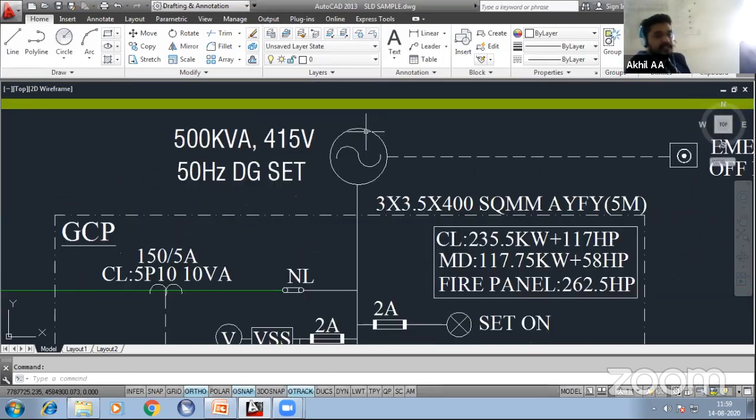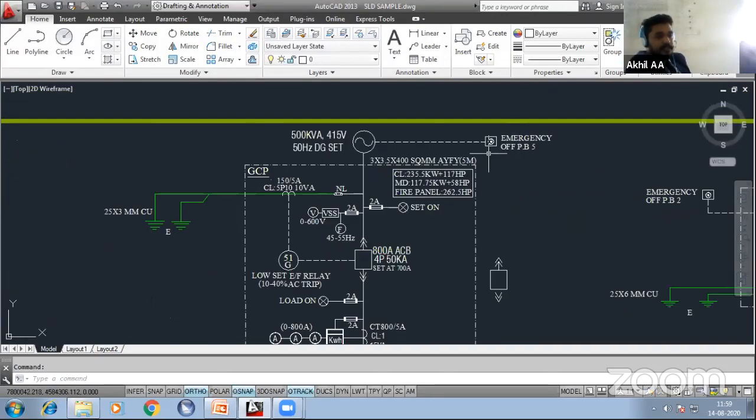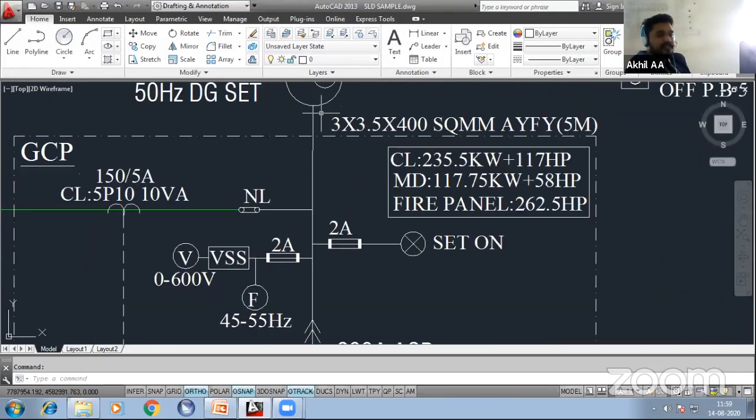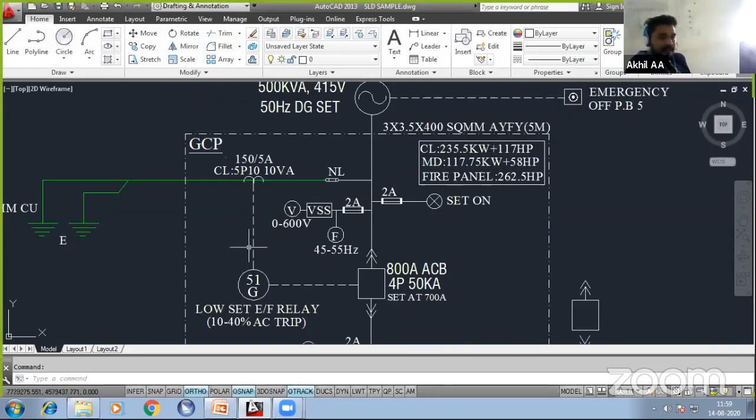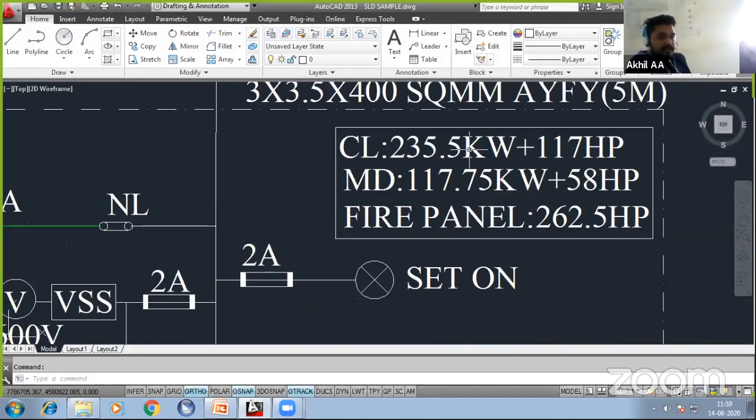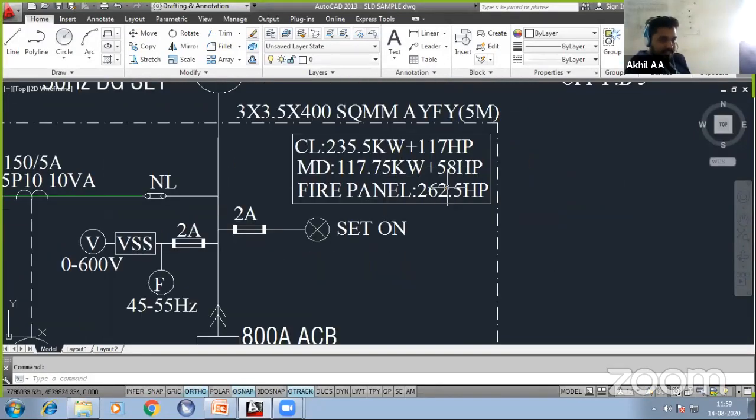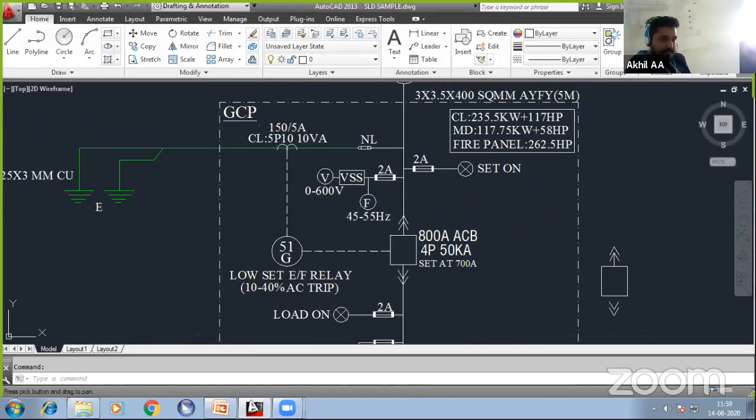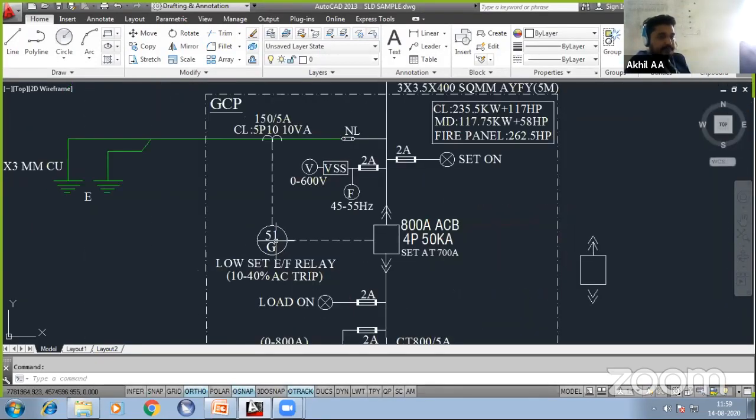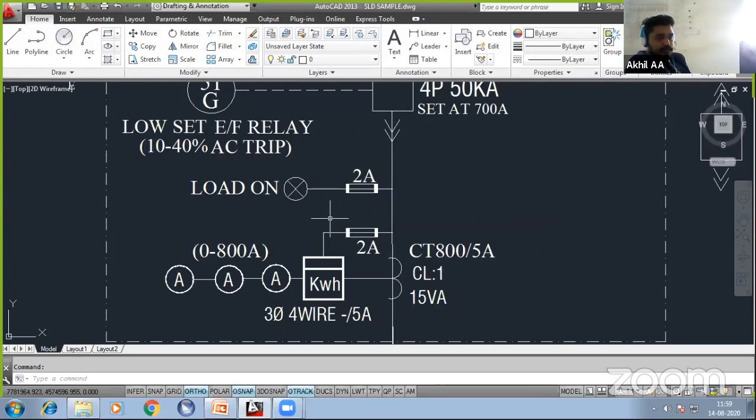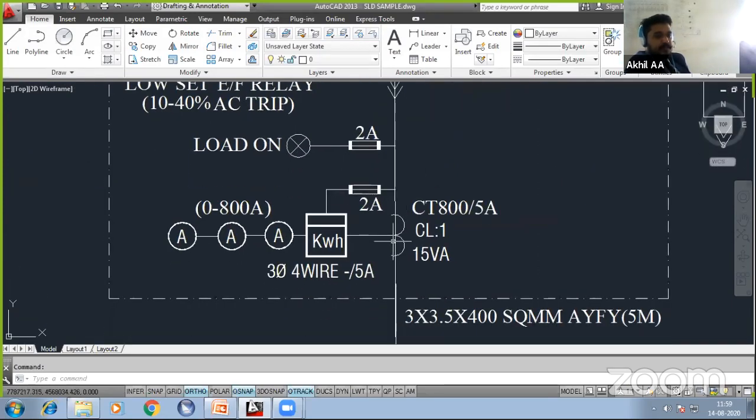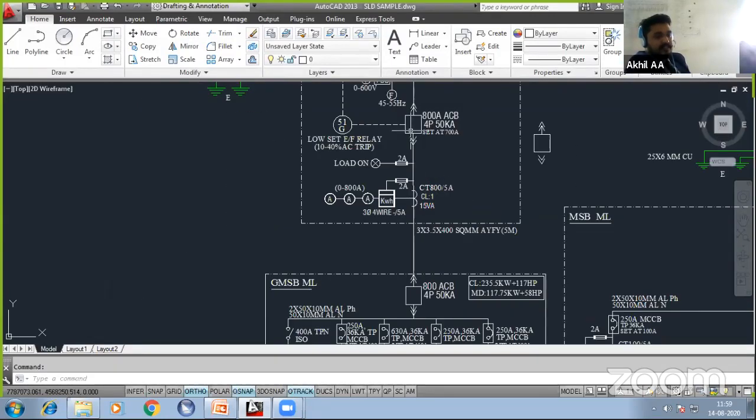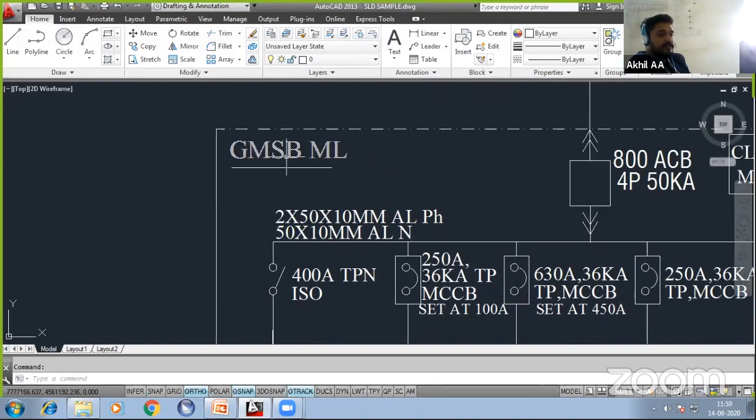You can see the generator description, emergency off button, and the cable size coming from the generator. This is a generator control panel. In the generator control panel, you can see the connected load, the maximum demand, and the fire panel details. Again, the air circuit breaker and the protection earth fault relay, the load on switch indicator, energy meter. For the energy meter also you have to use the CT. From the generator control panel, you can see the generator main switchboard. This is the one I have mentioned before, the generator main switchboard.